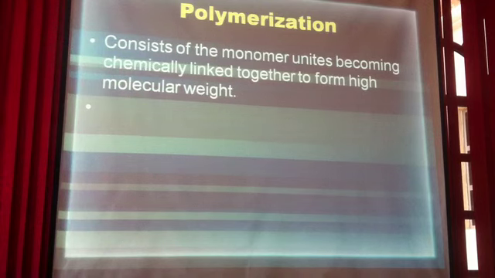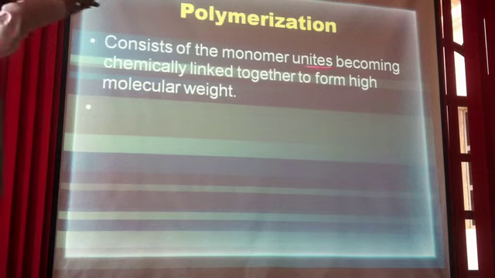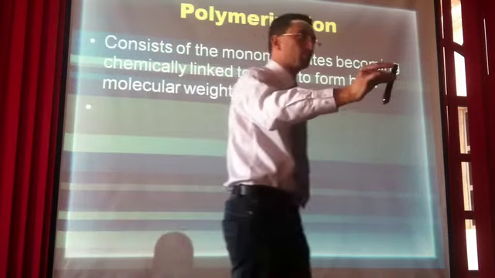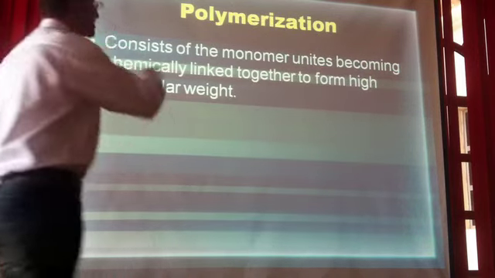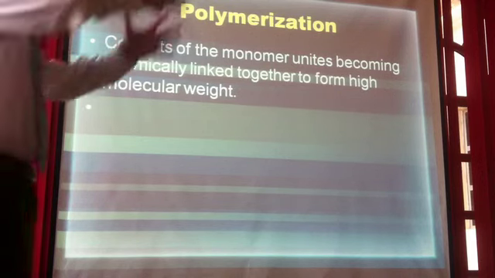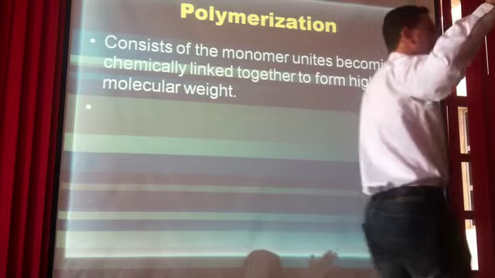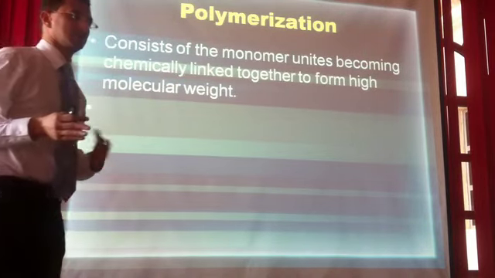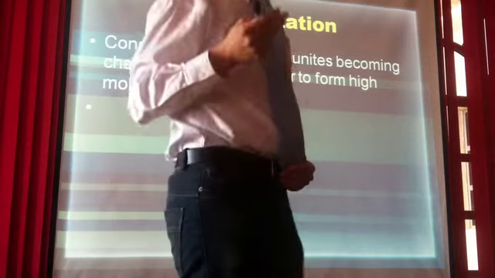Polymerization consists of monomer units becoming chemically linked together to form a high molecular weight molecule. This is just a definition. In the exam, I will accept it if you say it's a chemical reaction between small parts to get a large part, or from monomers to get a macromolecule. I just want to know that you get the point.